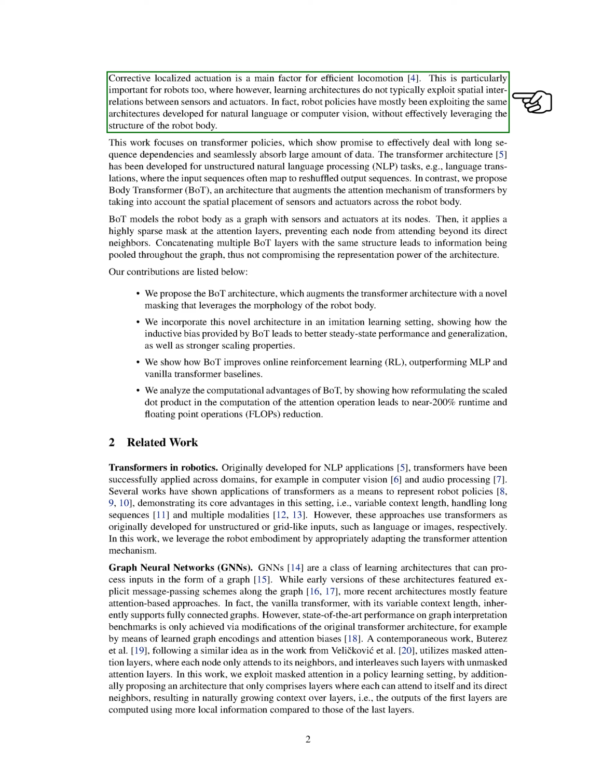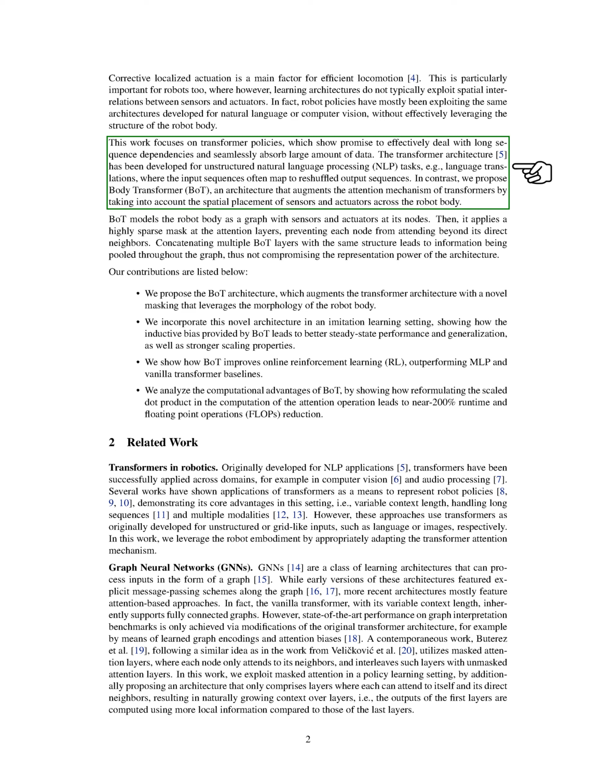However, current robot learning systems often fail to utilize the spatial relationships between their sensors and actuators, relying instead on architectures designed for tasks like language processing or image recognition. Our focus is on transformer policies, which are effective in managing long sequences of data. The transformer architecture was initially created for natural language processing tasks, where the input and output sequences can be rearranged.